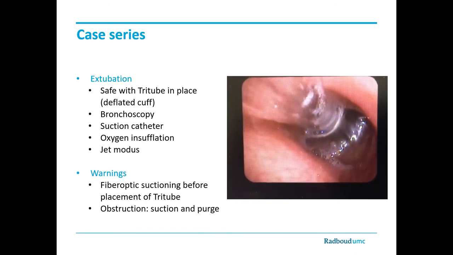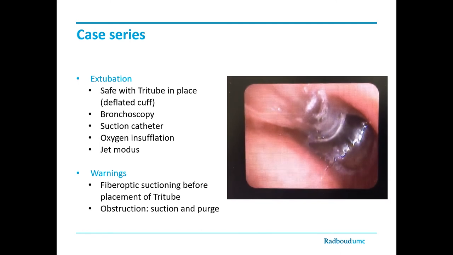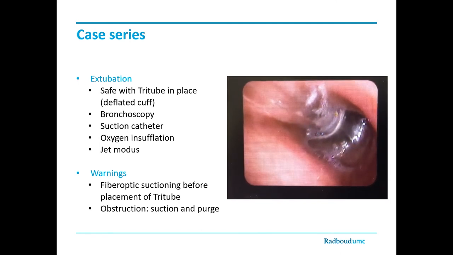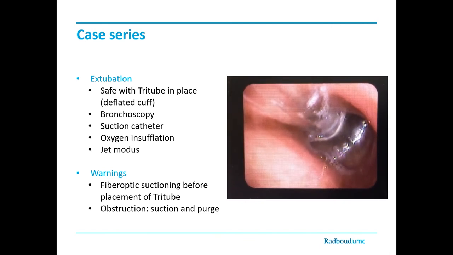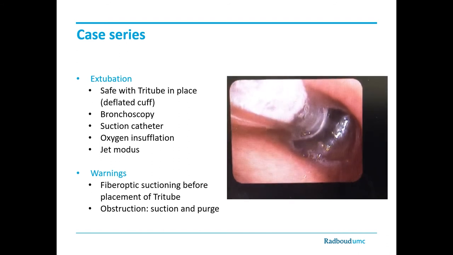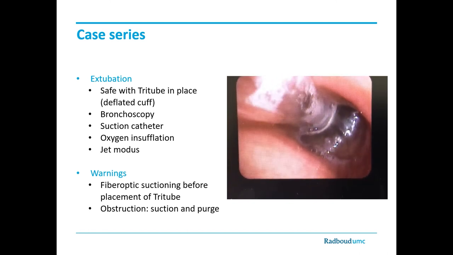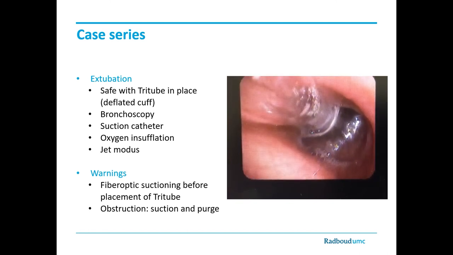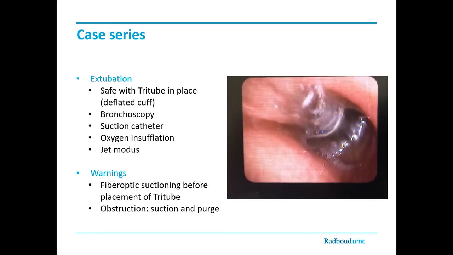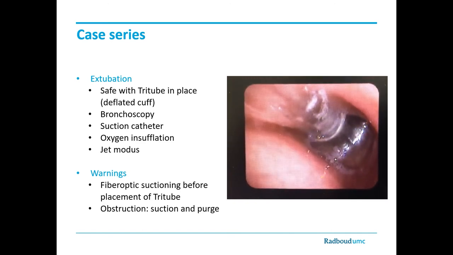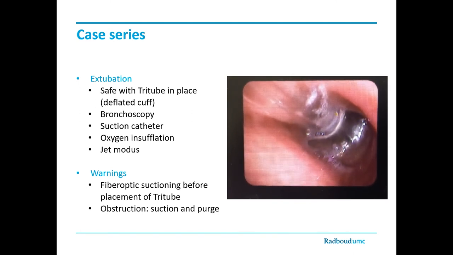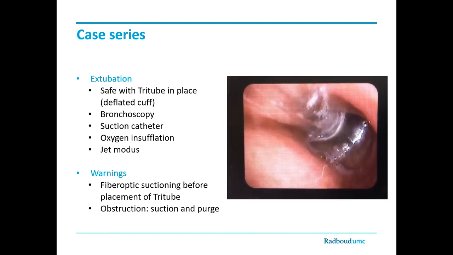Of course, the small lumen of Tritube also has disadvantages. One of those you can see on the video on the right side. Sometimes people with tracheal stenosis have a lot of secretions, and in this video you can see secretions moving up and down Tritube. In some cases secretions do cause obstruction and you need to suction or purge Tritube to make sure you can still ventilate your patient.